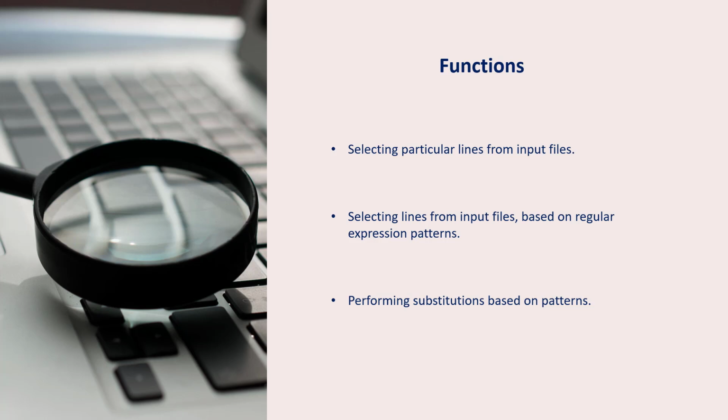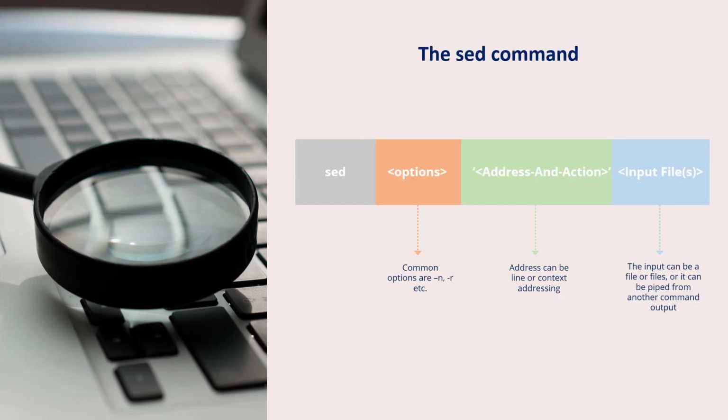Let's see the format of the sed command. First comes the command itself, sed, then the options. Some of the commonly used options are -n, -r. These are not mandatory. Then we have the address and action. An address is a way of selecting particular lines from an input file. In other words, address enables the sed command to process only a subset of the input file.